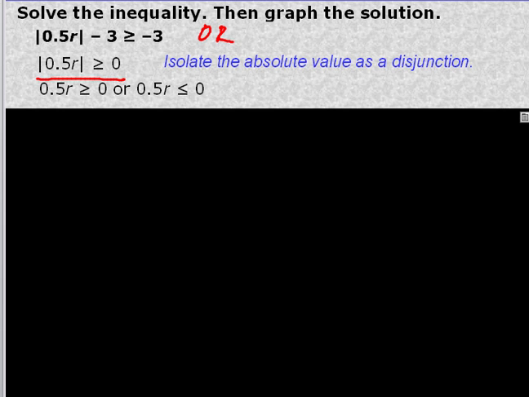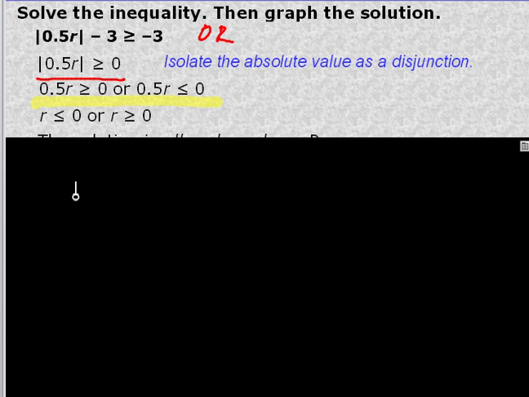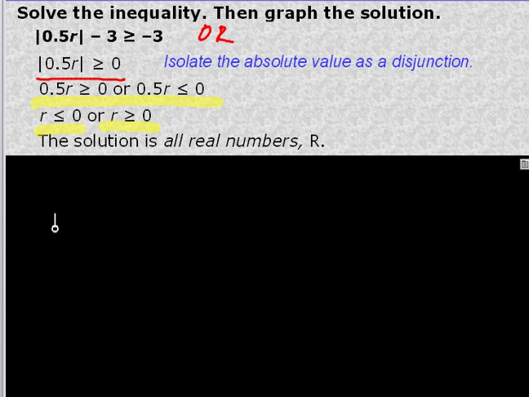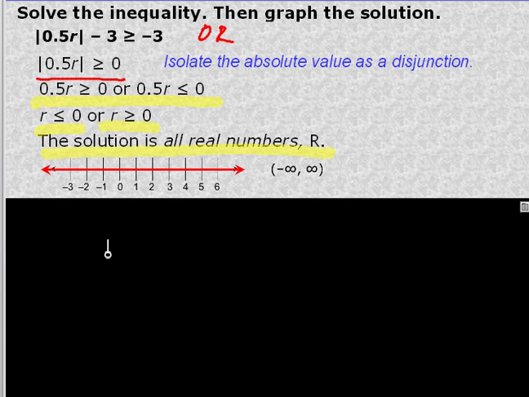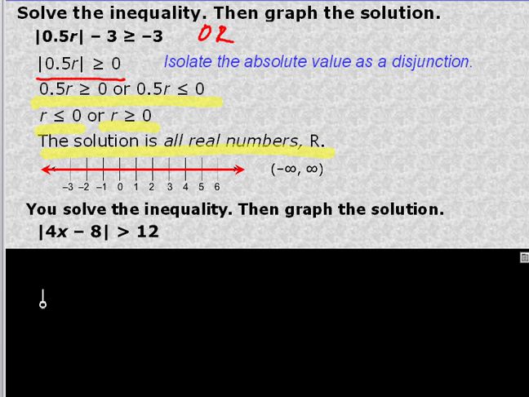So we have this. So if we divide both sides by 0.5, we get r is greater than or equal to 0, or r is less than or equal to 0. That's basically the whole number line. So in this case, the solution is going to be all real numbers. And your number line would just be fully covered. So sometimes you get identities when we solve inequalities. All right, here is a greater than for you to solve. Try that and see how you do.